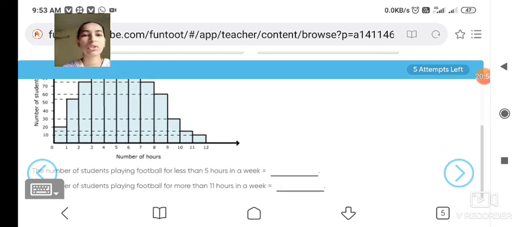Now the next question in that is the number of students playing football for more than 11 hours. Now where is 11 hours? In between 11 to 12, only 10 are there. That you have to write as the answer. Okay, understand?